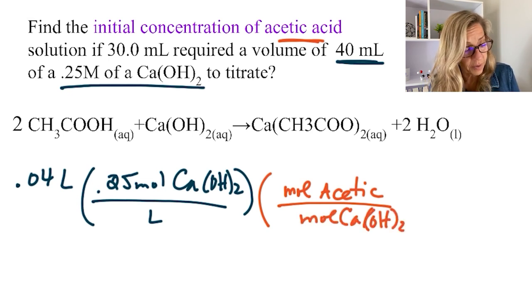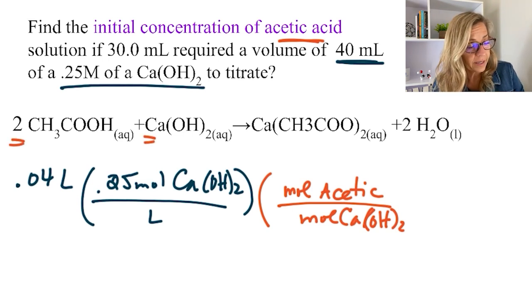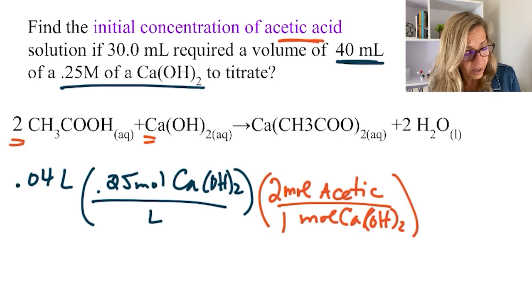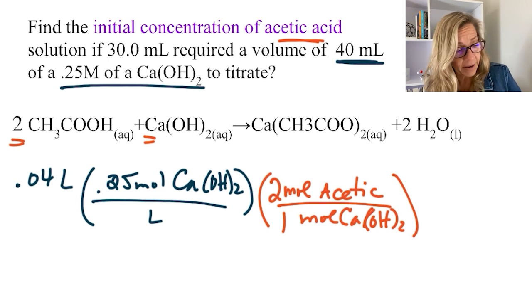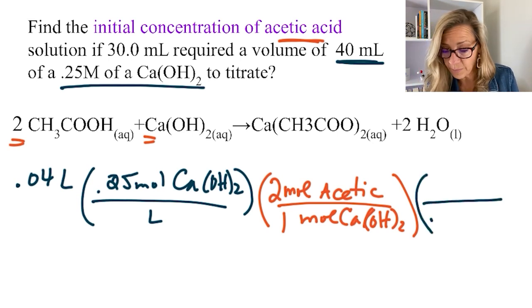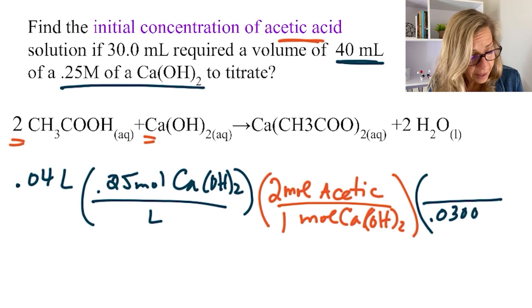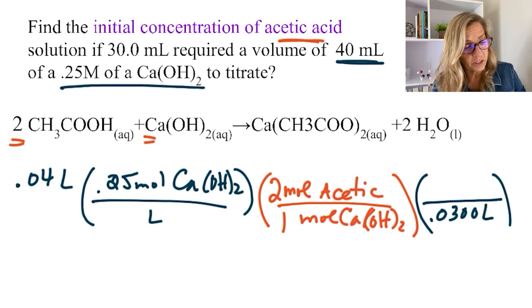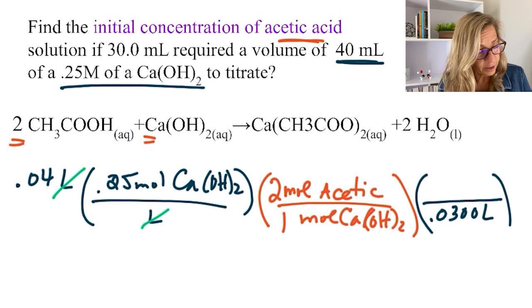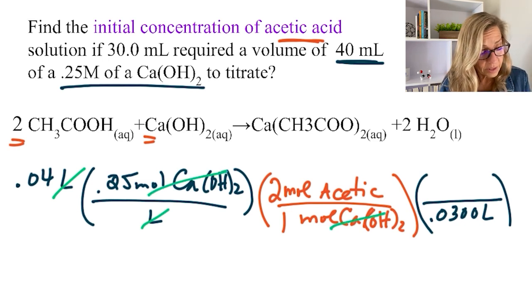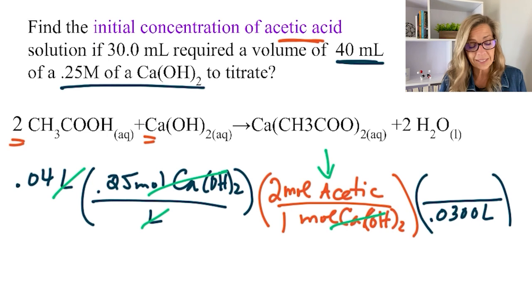Now, it's important to write that neutralization reaction because look at this. All right, look at my coefficients there. 2 moles of acetic for every 1 mole of calcium hydroxide. Don't skip that step because your answer will be off by a factor of 2. All right, so that will get me 2 moles of acetic, and then I know my volume, so I'm going to divide by 0.0300 liters of solution. All right, let's check units. I've got liters of calcium hydroxide, cancel. Moles, cancel. I'm going to end up with moles of acetic per liter. That would be the concentration, okay?